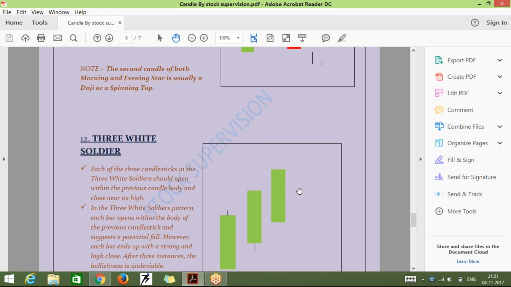Three white soldiers. What I was saying, it's also possible in hourly charts. You can find it in 15-minute charts also, but the size of the candles will not be that much, like the larger size candles are not being formed.